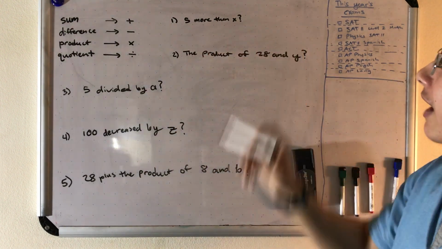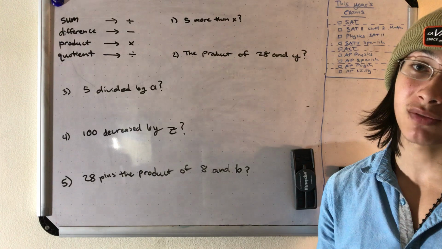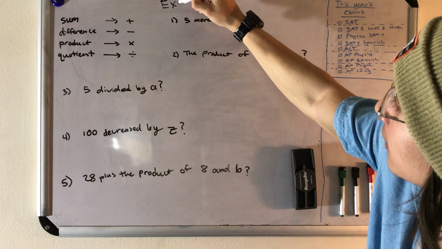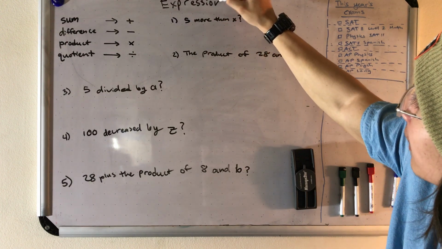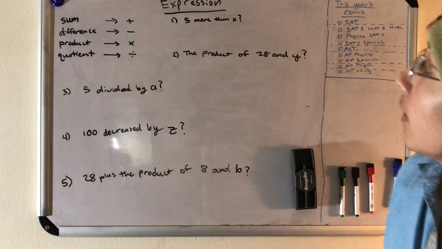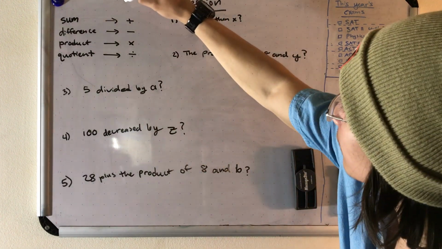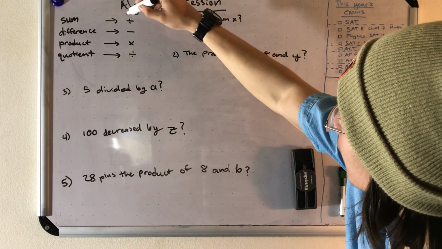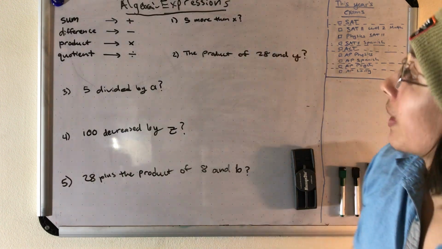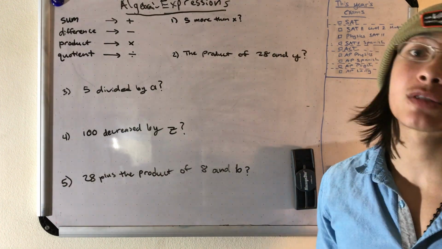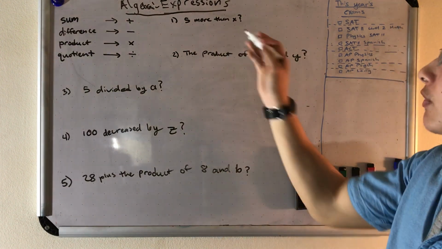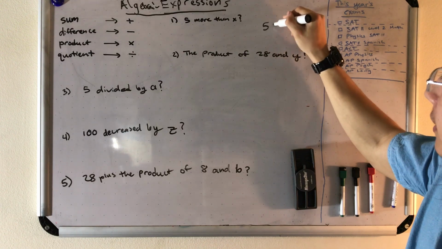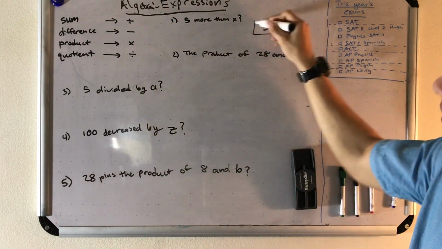So what is 5 more than x? Okay, so we're not looking for a specific number, right? We're looking for an expression. We're not looking for an actual number right now. We're just looking for an expression to represent a given number. So if it's 5 more than x, well, we know that more than is going to be plus, or the sum, right? So that's just going to be 5 plus x, right? Simple as that. That's your answer. Pretty simple, right?